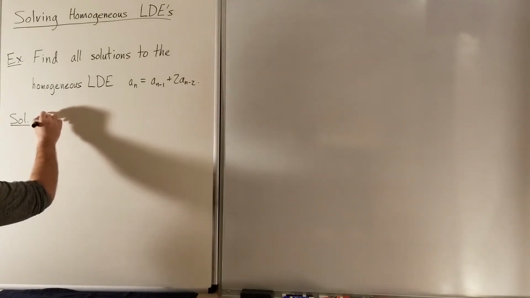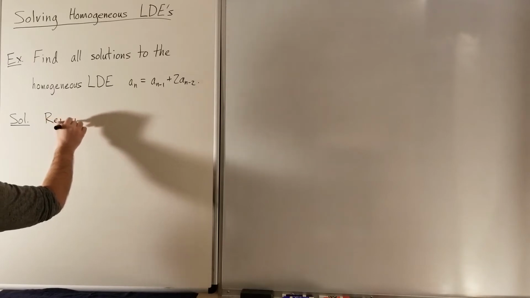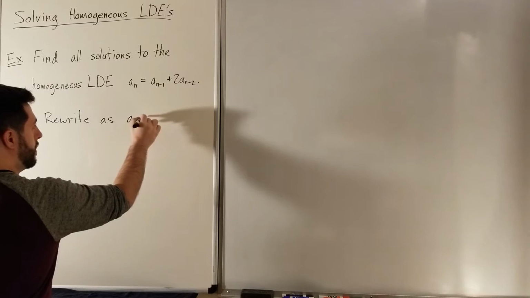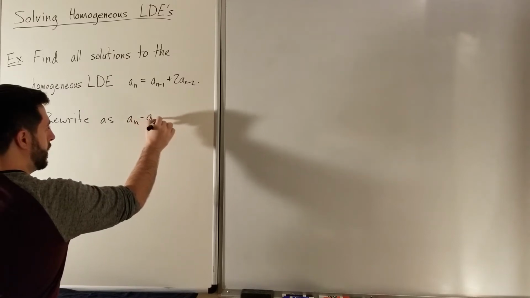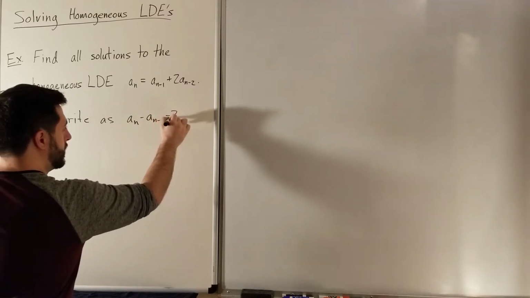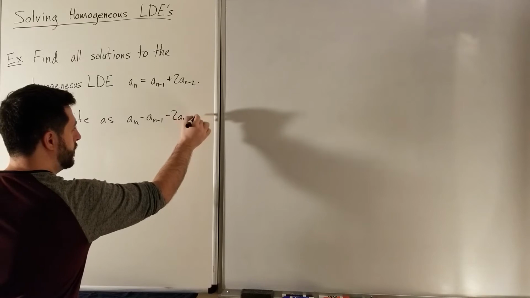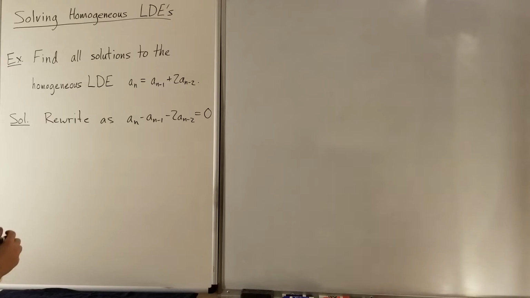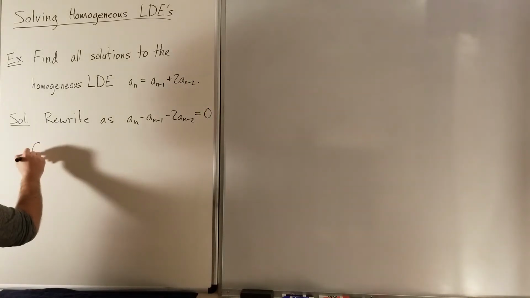So rewrite as a sub n minus a sub n minus 1 minus 2 a sub n minus 2 is equal to 0. Okay, the next step may sound a little strange, but we are going to make a guess.